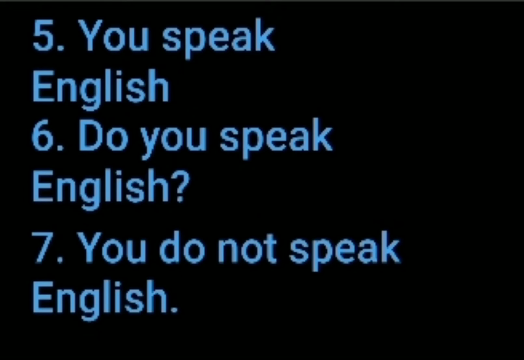Number 5, you speak English. Do you speak English? You do not speak English. The verb in number 5 is speak, in the present tense and plural in form. Why use the plural form of the verb? It's because the subject is you, and take note, you is always plural in form, and of course it will automatically agree with the plural form of the verb. And so do number 6 and number 7, the verbs are speak, in plural form.